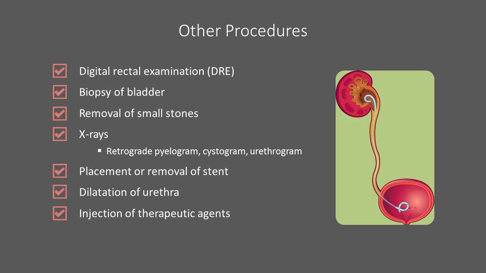At the time of cystoscopy, other testing or procedures may be performed, depending on the situation. These may include a rectal examination, a biopsy of the bladder, removal of small stones from the bladder, X-rays such as a retrograde pyelogram, a cystogram or urethrogram, placement or removal of a urinary stent, dilation or stretching of the urethra, or injection of certain agents into the bladder or urethra. Some of the more common procedures are discussed on the next few slides, and others may be covered in other modules.